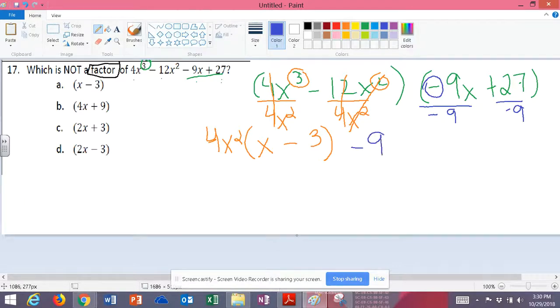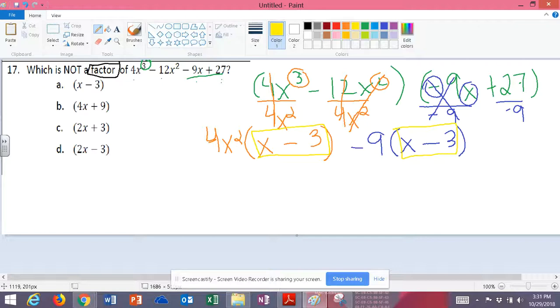I pull that out in front of the parentheses, and then I reduce. Negative 9 divided by negative 9 cancels out, and I'm just left with the x. And then here I have a positive 27 divided by negative 9, so that's going to leave me with minus 3. And then hopefully you see the awesome math magic that you have just performed, right? Both of these are the same term. So that's now our GCF.